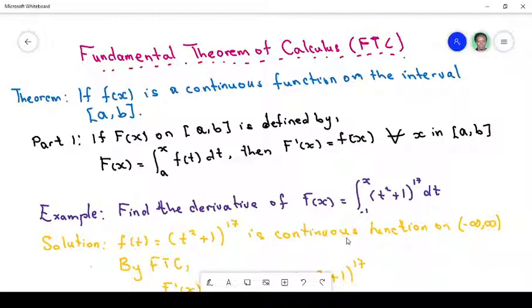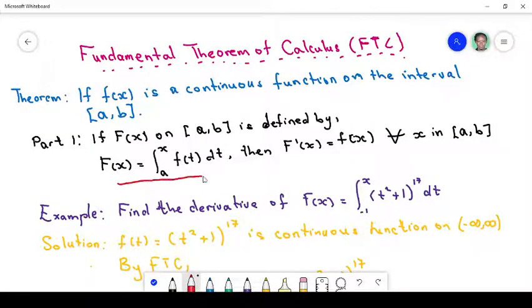Our lesson today focuses on the fundamental theorem of calculus. So we are taking it in two parts, and the first part today says: if f of x is a continuous function on the interval [a, b], then part 1 says that the function F of x on this interval is defined by this. So this is the definition.